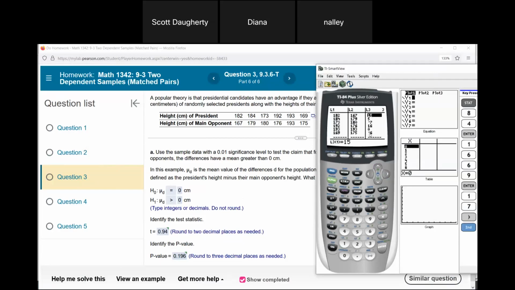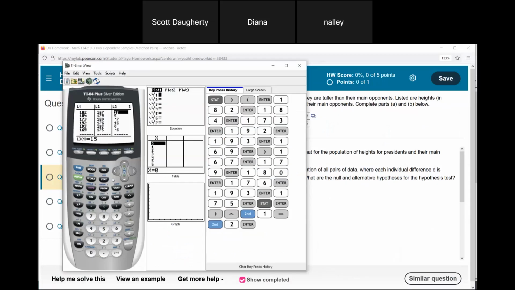And D bar is the average of these differences, so we're going to have to average those up. You can do that on the calculator as well. Once you have the differences from your sample, you can go to stat and then go to calc and just use one variable statistics. Press enter. We do have to choose the correct column.